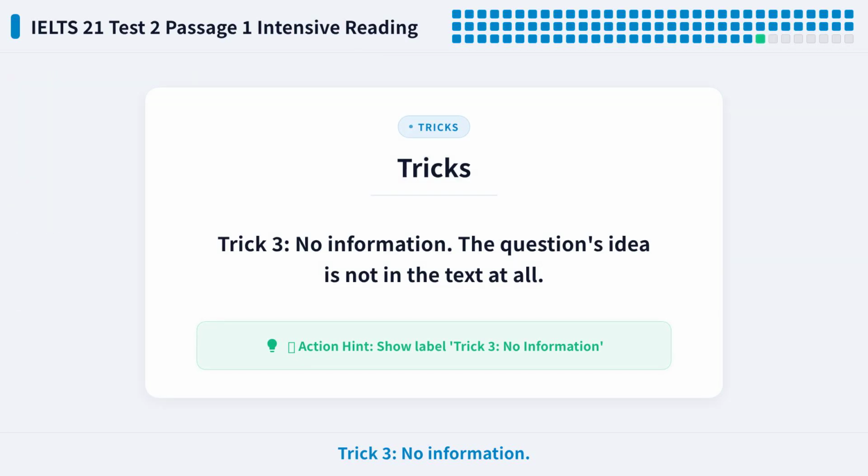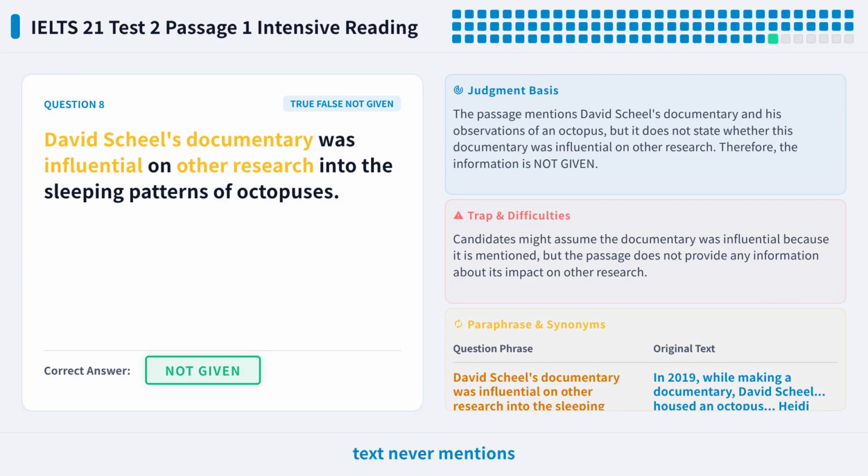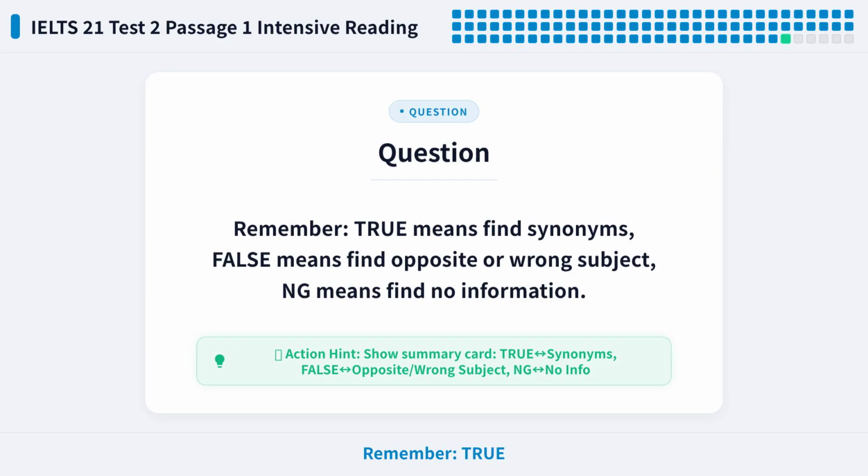Trick 3, no information. The question's idea is not in the text at all. For example, question 8 says the only reason, but the text never mentions this idea. Remember, true means find synonyms, false means find opposite or wrong subject, and not given means find no information.